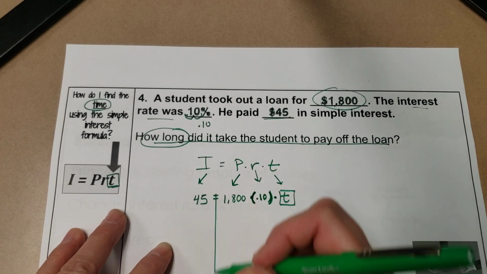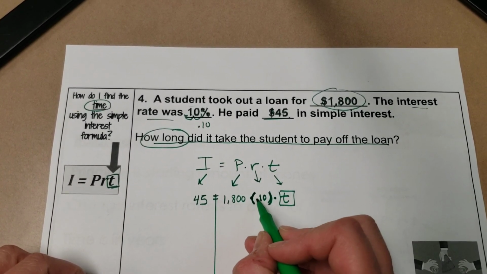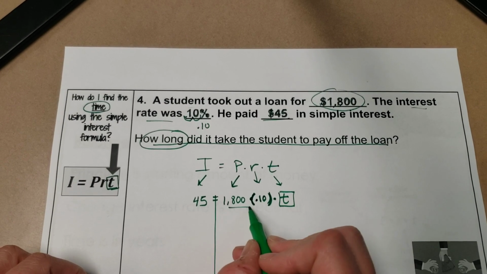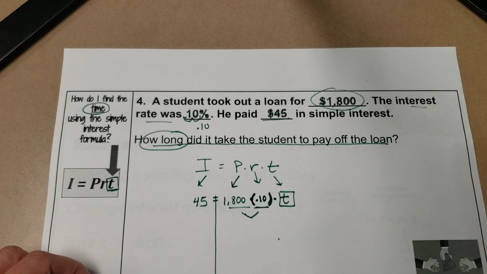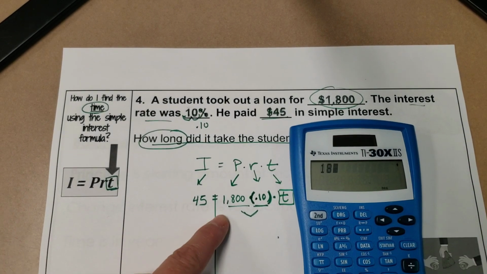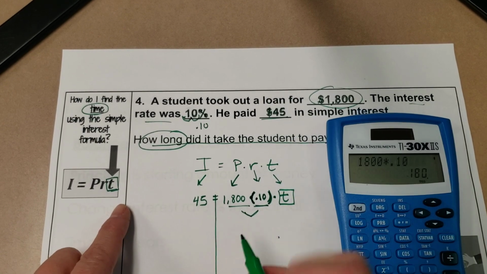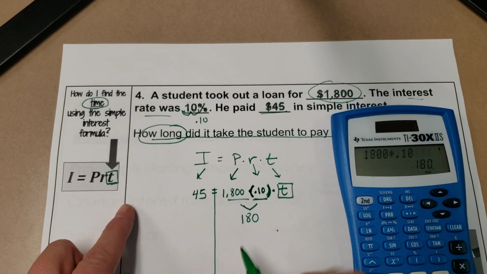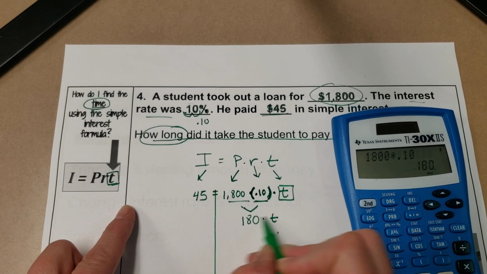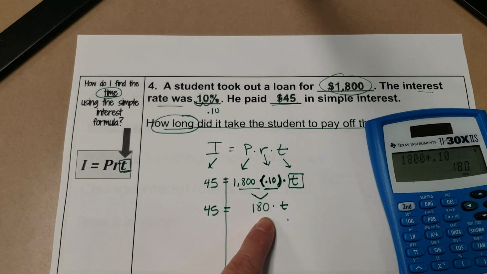So now what I have is an equation. But do you see how here we have 1,800 times 0.10 times t? Do you see how these two numbers can be multiplied together to form one number? Let's simplify that. So we're going to take 1,800 and multiply it by 0.10, and that's going to give us 180. So I can rewrite these two numbers, multiplied together, as 180. And then times t equals 45. So I'm going to bring down what I know. And do you see how I have a one-step equation now?